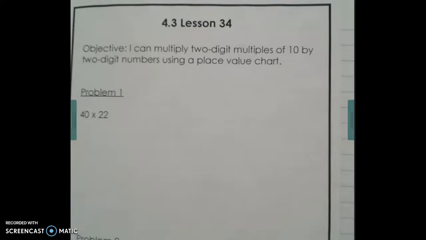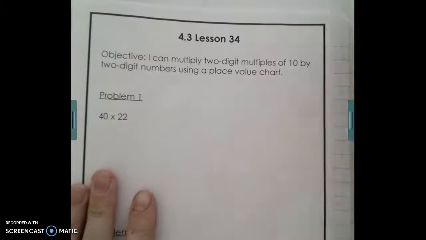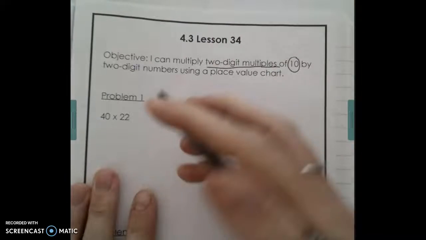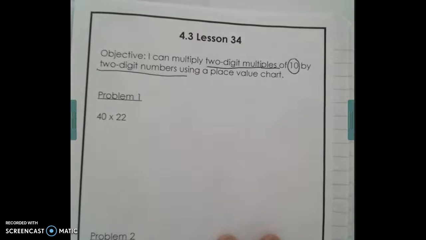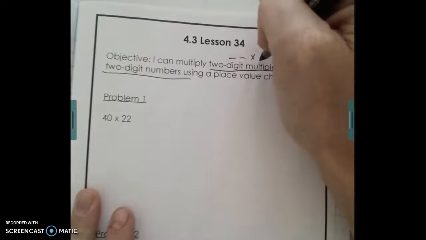Right, we're on 4.3 lesson 34, our last section for our module. We're going to be switching from division and doing some multiplication. It says I can multiply two-digit multiples of 10 by two-digit numbers using a place value chart. That means we're going to multiply two-digit numbers by each other.